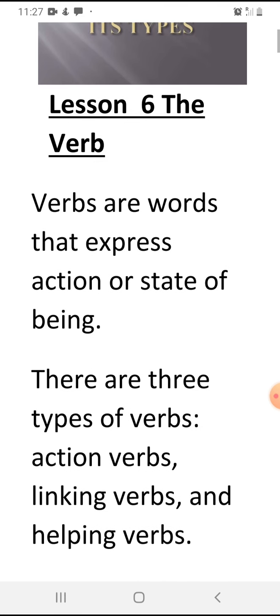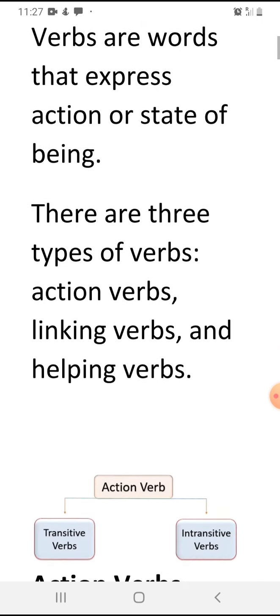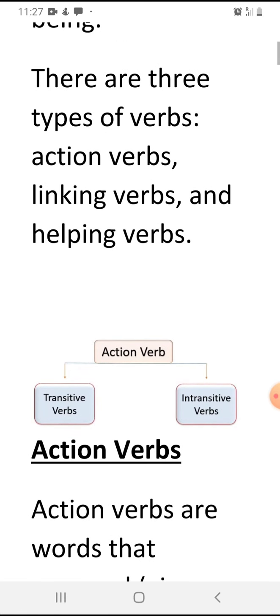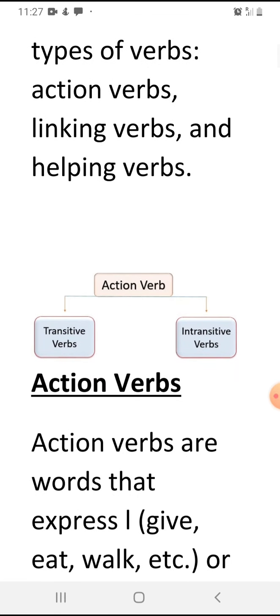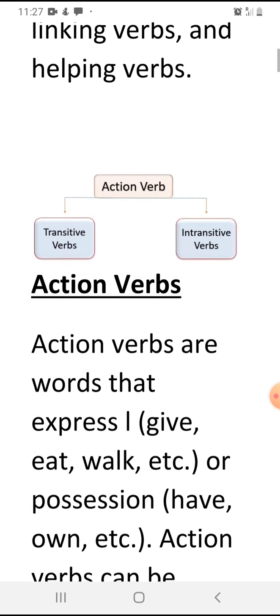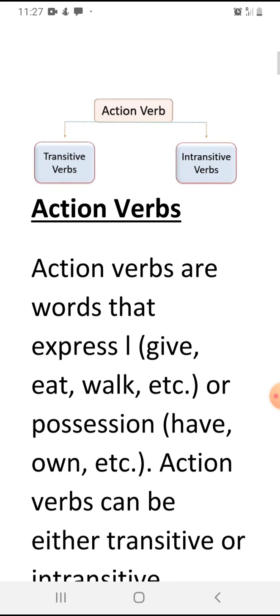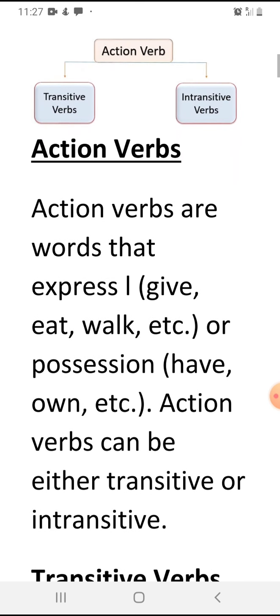There are three types of verbs: action verbs, linking verbs, and helping verbs. Action verbs are divided into two parts. These are the transitive verbs and intransitive verbs. Let us learn in detail about the action verbs.